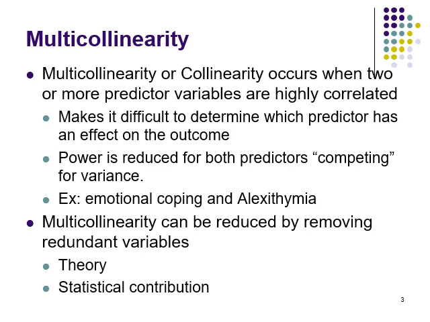Power is reduced with multicollinearity as well because basically we have two predictors that are just competing back and forth for that variance. One of them can do fine. A good example of this is emotional coping and alexithymia. Both of them are highly related to each other, and therefore if they were in the same predictive model, there's a good chance they might suffer from multicollinearity. Generally speaking, multicollinearity can be reduced by removing the redundant variables, but we should make sure that we're looking at both theory and statistical contributions.